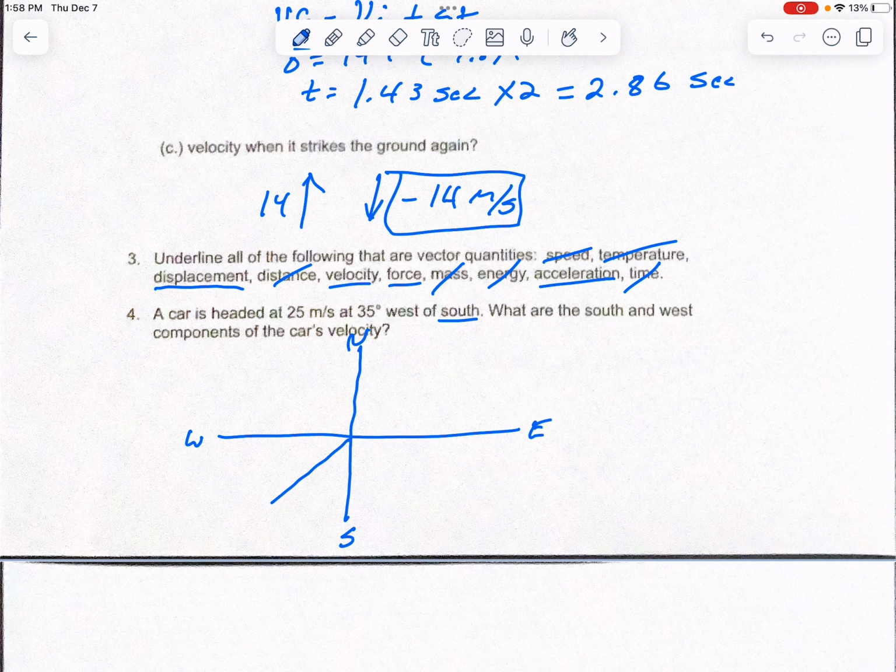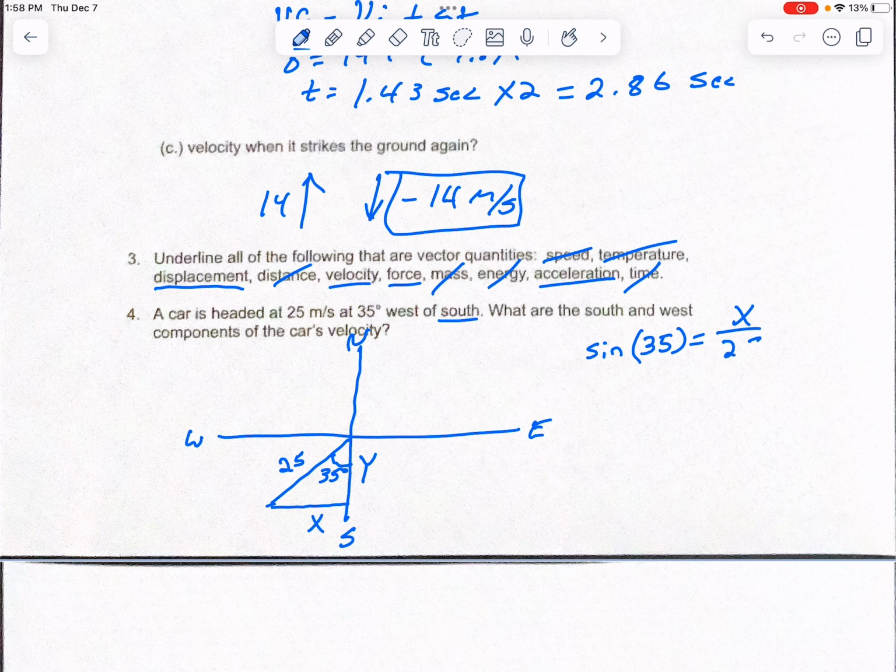So that means my hypotenuse is 25 and my angle is 35 degrees. We're looking for the south component and the west component. So the west component would be my x here, and my south component would be my y. So you're looking for sides of a triangle. x would be your opposite. Remember, sine of your angle equals opposite over hypotenuse. So sine of 35 equals opposite over hypotenuse. That's going to give me my west component, x, over my hypotenuse, which is 25.